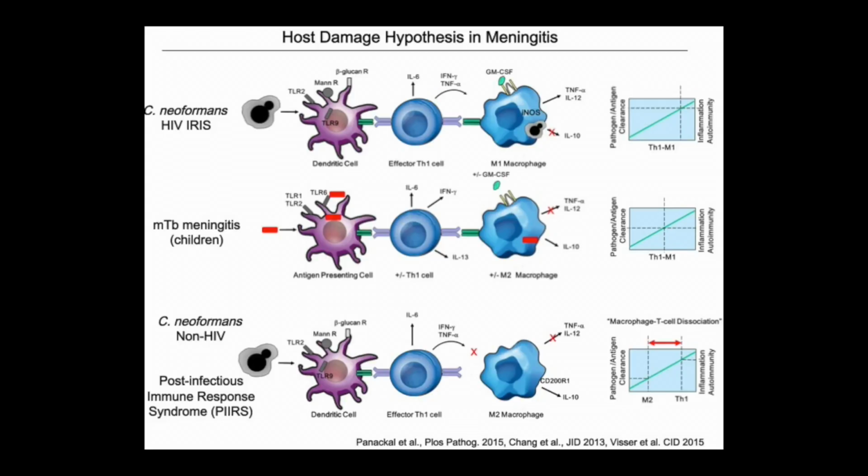Now, in our case, the cryptococcal non-HIV, we have the worst of both worlds. We have all the badness of all the T cell activation, but we don't have the macrophage clearance. So what we have is a macrophage T cell dissociation. We have all the inflammation from the T cells that causes that damage, but we don't have that macrophage clearance. Therefore, it takes a long time to clear that antigen. That's why you see those organisms in the CSF, you see them in the brain long after they're dead, because you can't clear this infection.